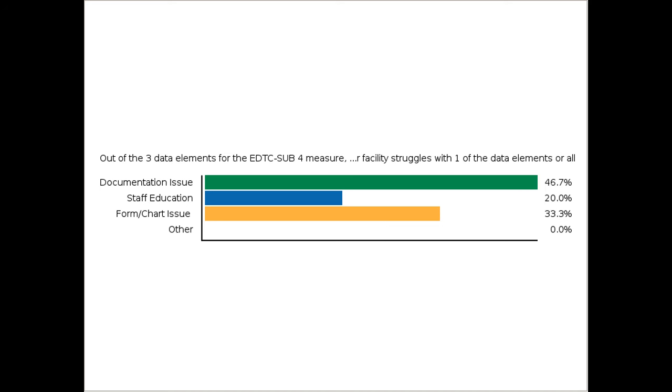Okay, and it looks like I'm going to close the poll. Here we go. It looks like primarily it's a documentation issue. For those of you on the line who would not mind sharing, those who selected the form or chart issue, would any of you care to elaborate on that a little bit? Whether you're struggling with one or all of the 3 data elements under the ED4 measure, why do you think it's a form or chart issue, and what do you mean specifically by that?